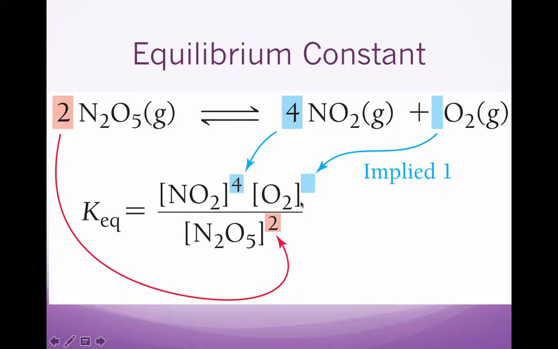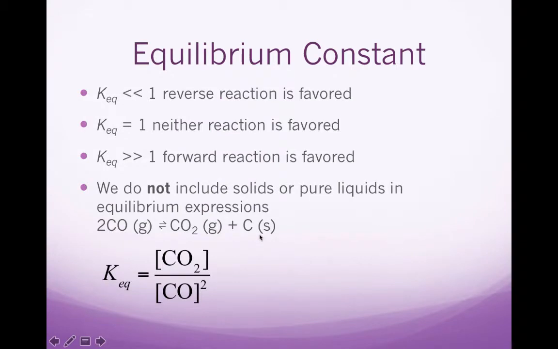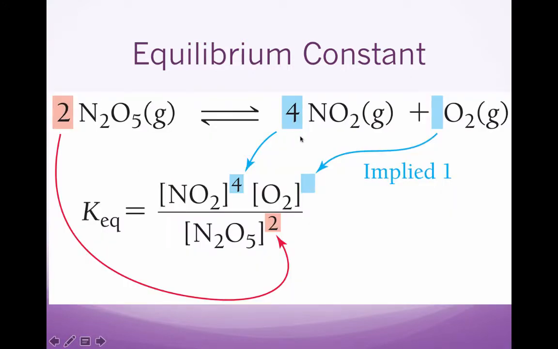And that makes sense, right? Because if Keq is about 1, the concentration of reactants and products should be about the same. If Keq is much greater than 1, the forward reaction is favored. So the reaction going this way, which also makes sense. If Keq is much greater than 1, the concentration of products must be much bigger than the concentration of reactants.